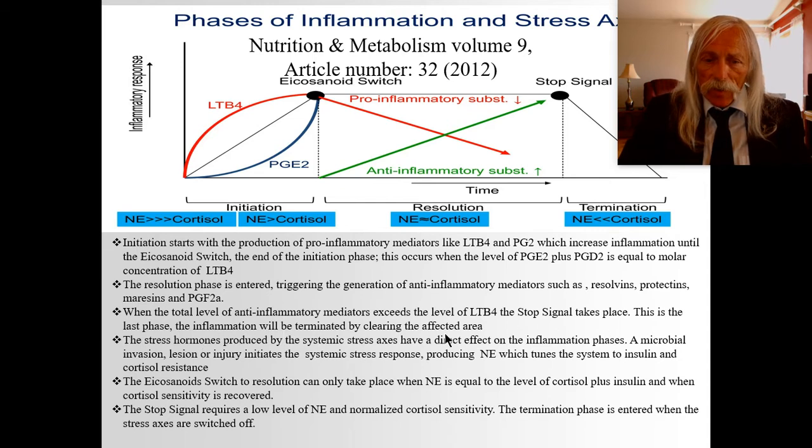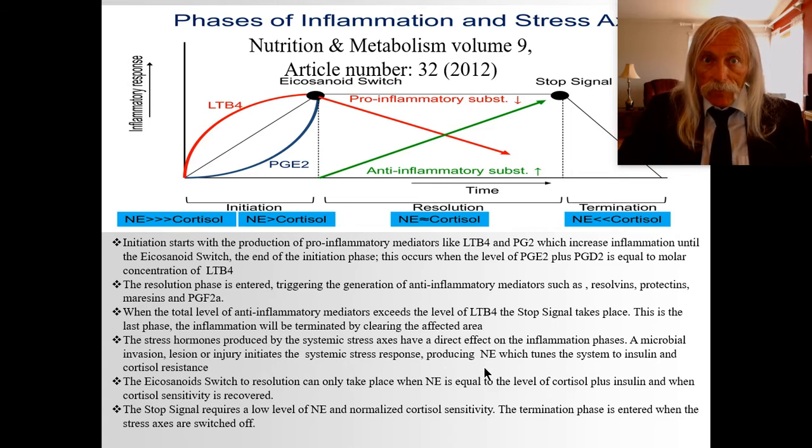The inflammation will be terminated by clearing the affected area. That's what you get here. That's your stop signal. So the stress hormones produced by the systemic stress axis, the HPA, right, have a direct effect on the inflammatory phase. Remember, that's the norepinephrine part of it. A microbial invasion, lesion, or injury like a contusion, or even a high stress like a psychological stress, right? All of this can be combined together in something like a car accident or a gunshot wound, right? All those things are happening simultaneously in terms of stress, physical and psychological.